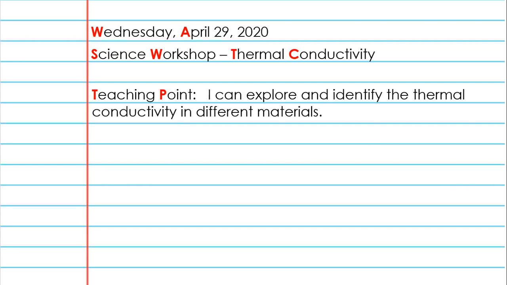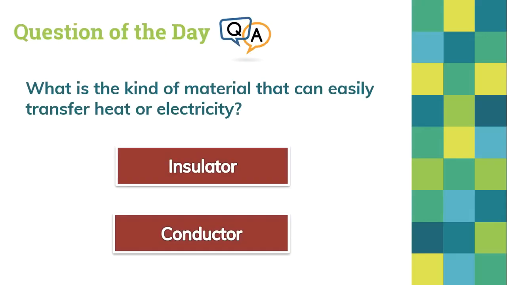I just want to suggest that you pause the video now and copy the date, lesson name, and teaching point, just before we jump into our question of the day. Now, our question of the day: What is the kind of materials that can easily transfer heat or electricity? We have two options, insulator and conductor. I suggest that you pause the video now and try on your own. When you think you got the right answer, click on play. And the right one is conductor.